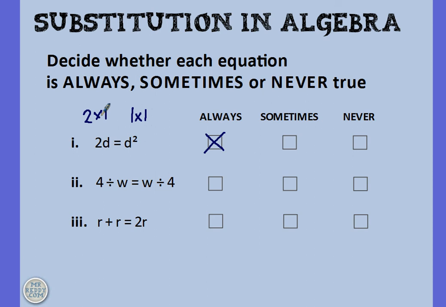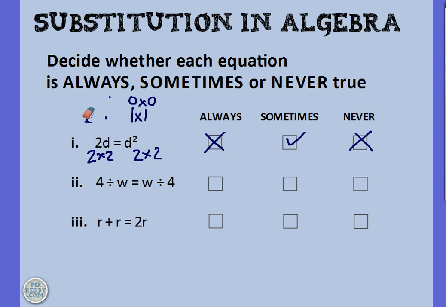Let's try, if d was 0, 2 times 0 is 0, and 0 times 0 is 0. Right, so in that case it can be true some of the time. Obviously it's not never, because we found a case where it is true, so it must be sometimes. Another example when it is true is if d is 2, and you get 2 times 2, and over here d squared would mean 2 times 2 as well. Of course they equal each other, so sometimes true for that one.